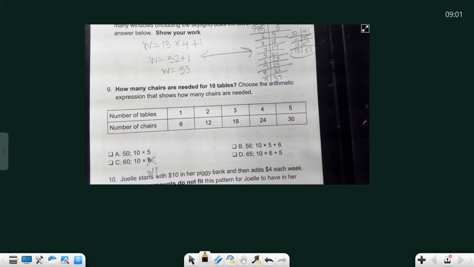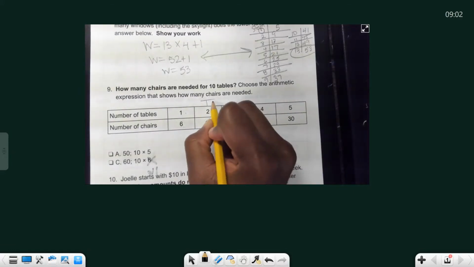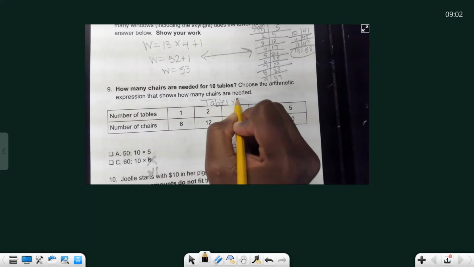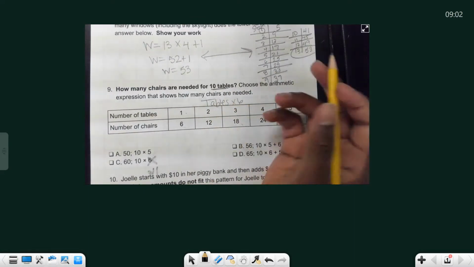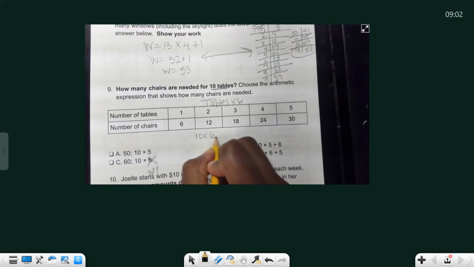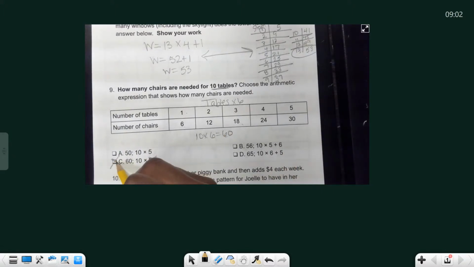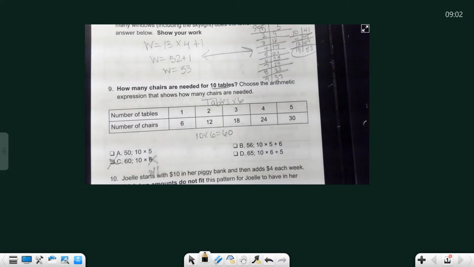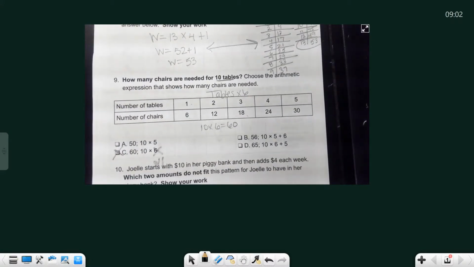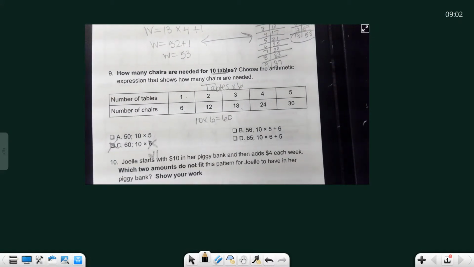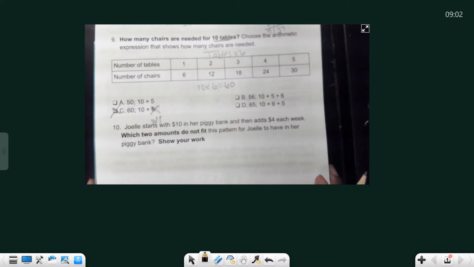Well, it looks like we're doing tables times 6. Tables times 6. So if we have 10 tables, that's going to be 10 times 6 equals 60. Where do we see that? C. 6. Let's go. It's got 1 table equals 6. And the 5 you could have done.